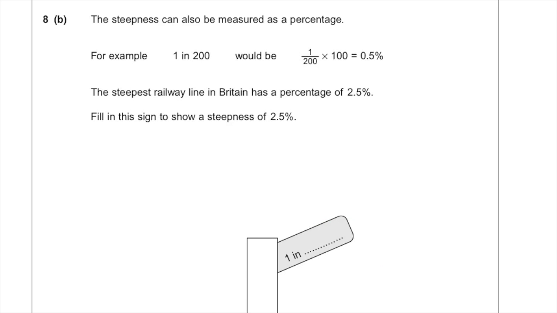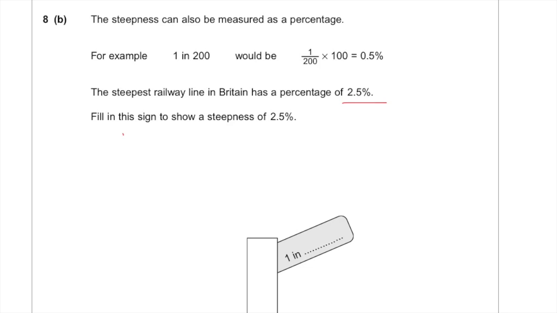8, Part B. The steepness can also be measured as a percentage. For example, 1 in 200 would be 1 over 200 multiplied by 100 equals 0.5%. The steepest railway line in Britain has a percentage of 2.5%. Fill in this sign to show a steepness of 2.5%.